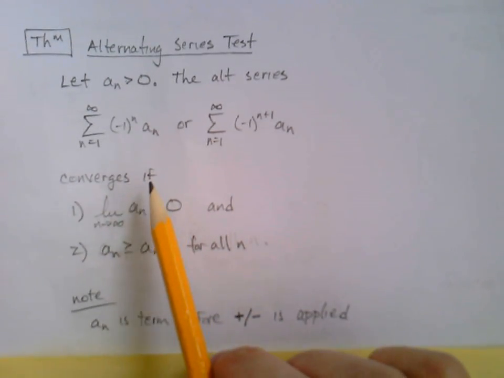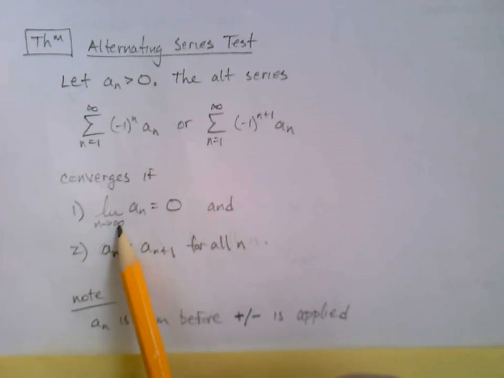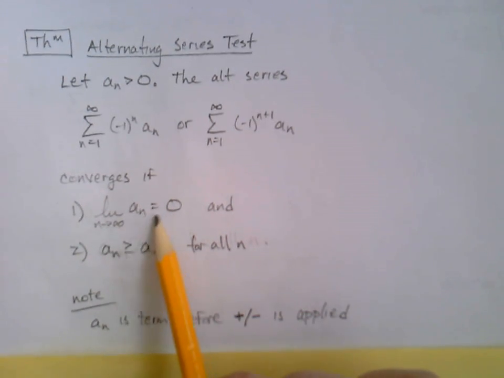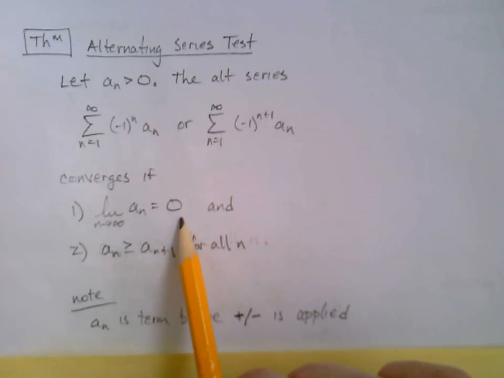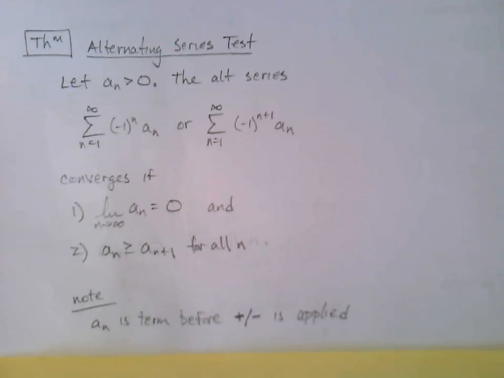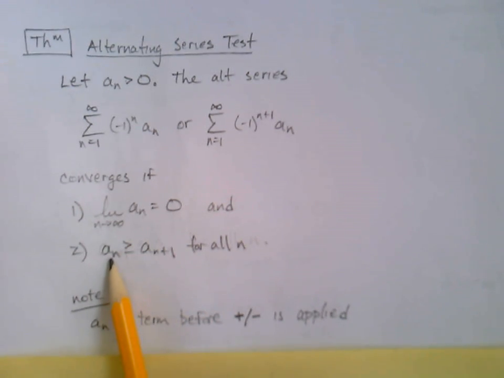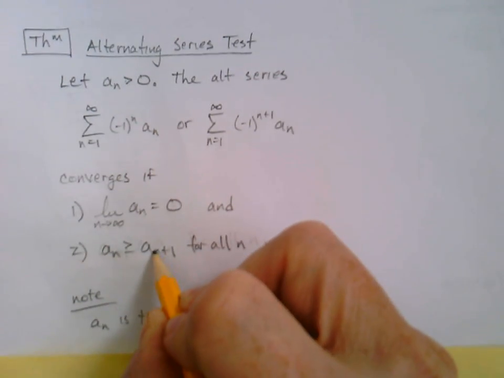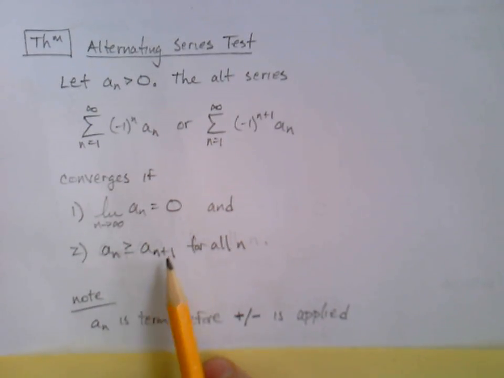Okay, so then we look at the limit as n goes to infinity of a sub n. We need that to equal 0 if we're going to converge. That seems maybe natural enough. And we need the second part to happen. The terms are decreasing, so a sub n is greater than or equal to a sub n plus 1 for all n.